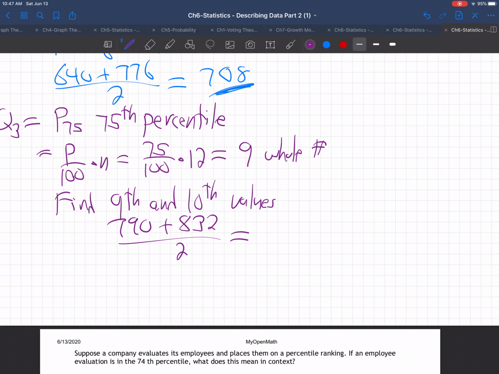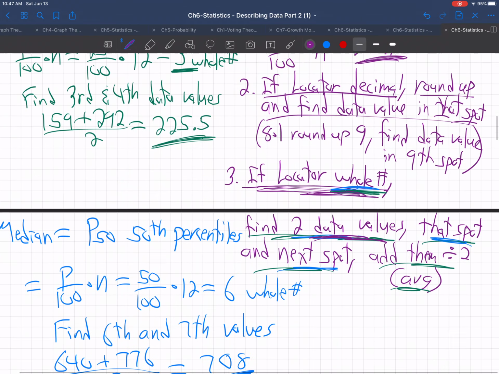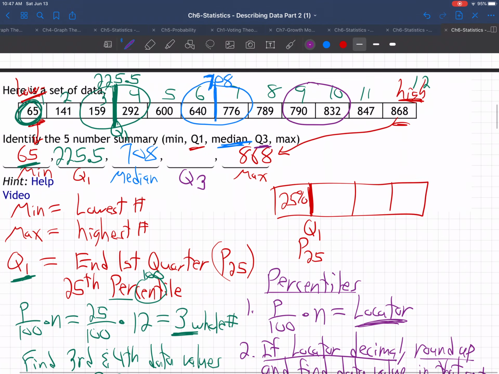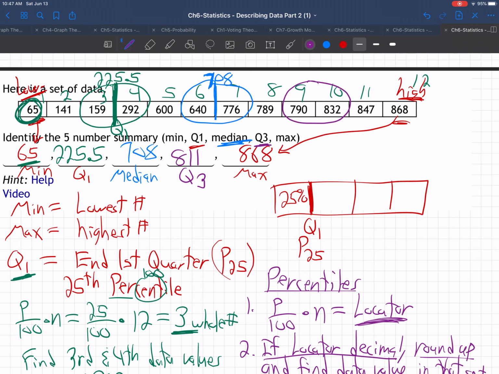811. There we go. That number must be the Q3. 811, that's right here. That's right in the middle. 811 is right in the middle of 790 and 832. So in other words, it is 3/4 of the way through the data.